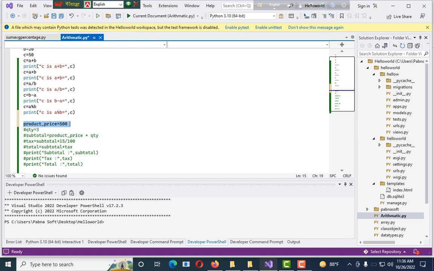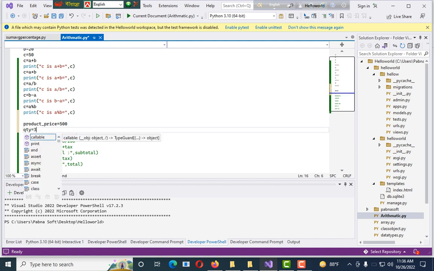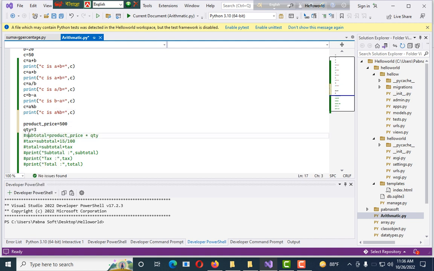The product price is 500 taka and quantity 3, subtotal equal to product price into quantity, okay. Subtotal, that is subtotal, okay.